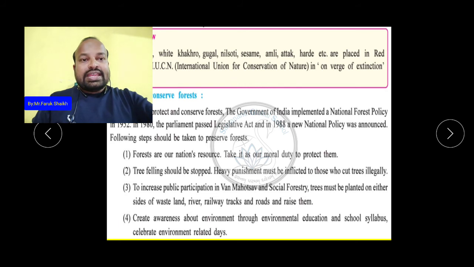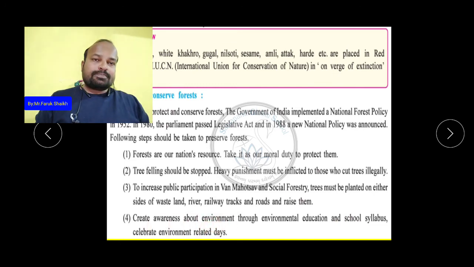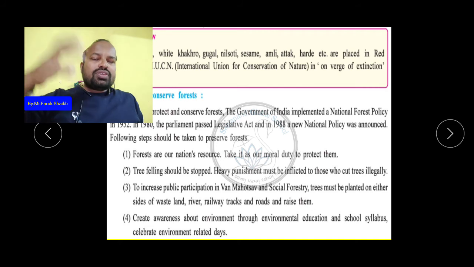Number 4, create awareness about environment through environmental education and school syllabus. Celebrate environment related days. Which are the days related to environment that we should celebrate? Dear students, this is the chapter for you in the ninth standard, so you also can be aware of the protection and conservation of the forest and trees, and how important it is to grow trees. We celebrate birthdays every year, so instead of giving a gift, we can give a plant to others, so they grow the plant.